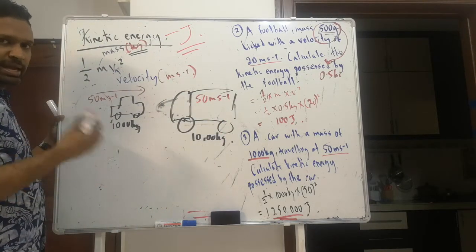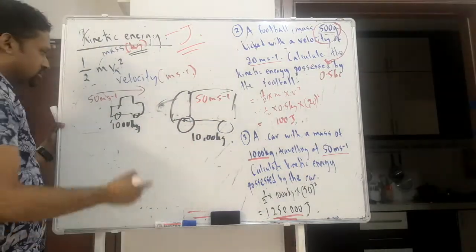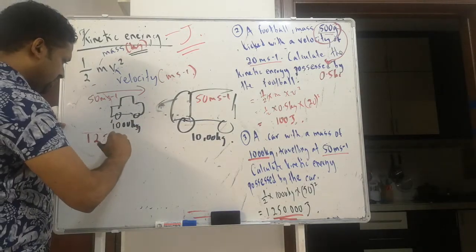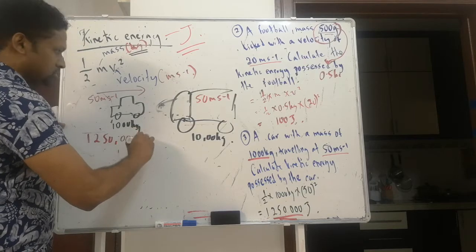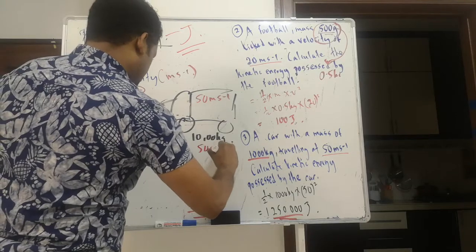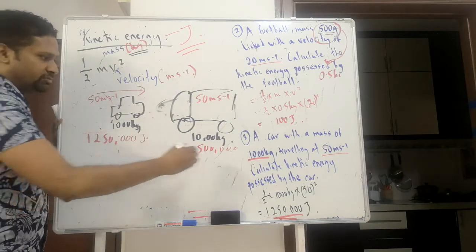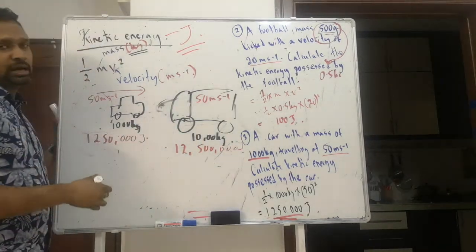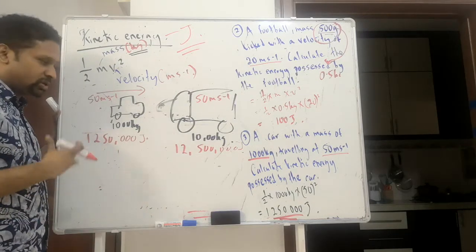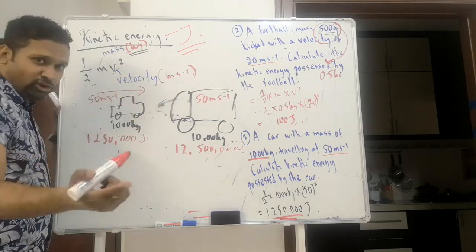Just by looking at this right now, guys, the first question I asked for A and B is to calculate the kinetic energy. So this one will be 1,250,000 joules. This one here will be 12,500,000 joules. So this will be the kinetic energy for both the car and the lorry. Next question: who will have more impact, which one will be more crushed? Again, who has more kinetic energy? The lorry.